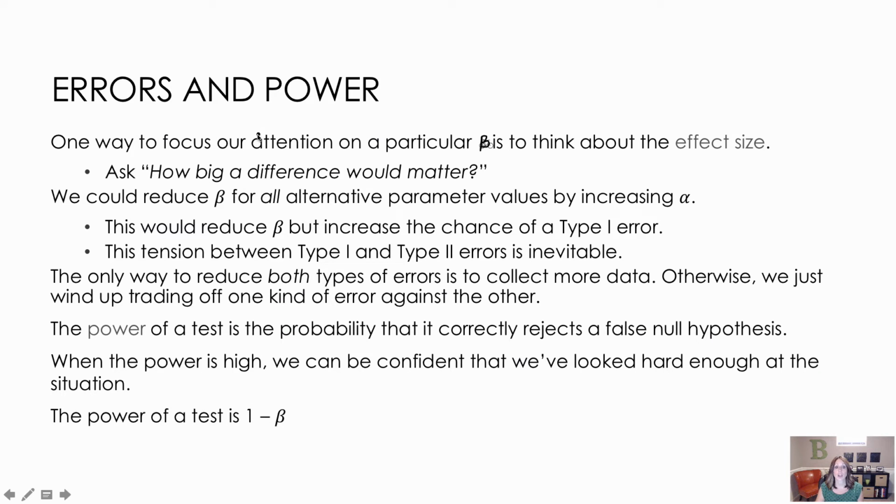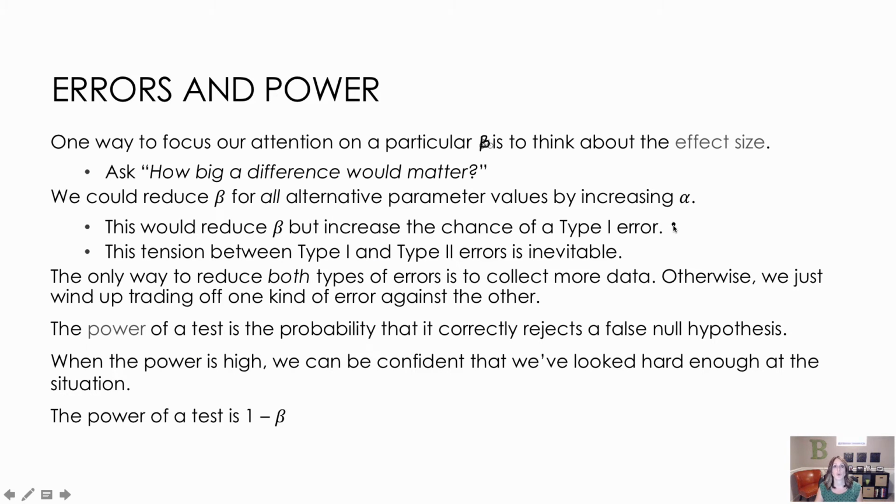One way to focus our attention on a particular beta is to think about the effect size. How big of a difference would matter? We could reduce beta for all of the values by increasing alpha. So as alpha increases, beta decreases, and vice versa. Of course that would make our type 1 error increase as well.